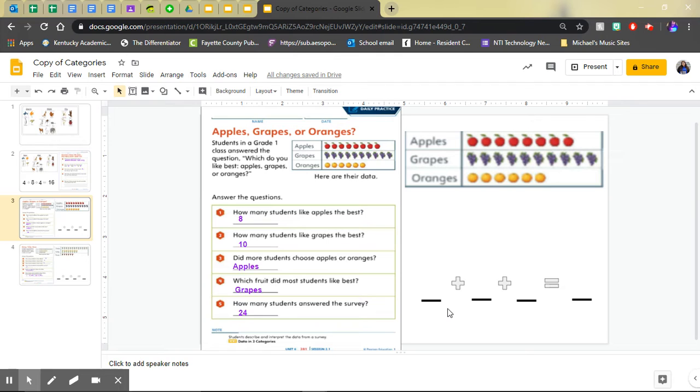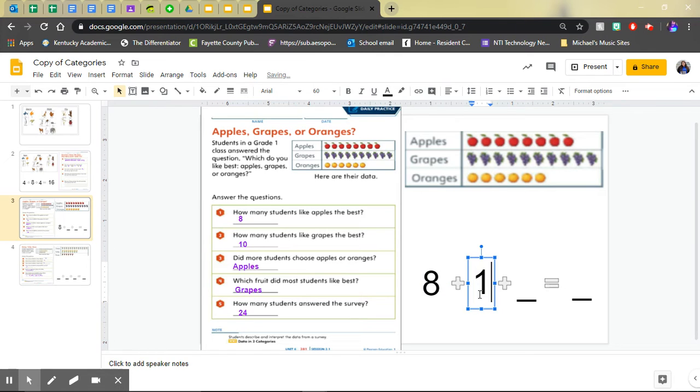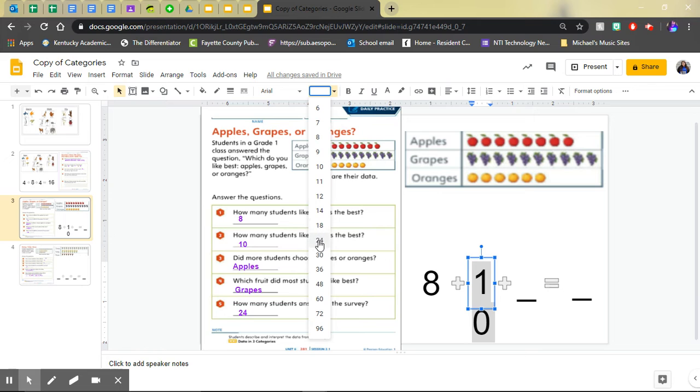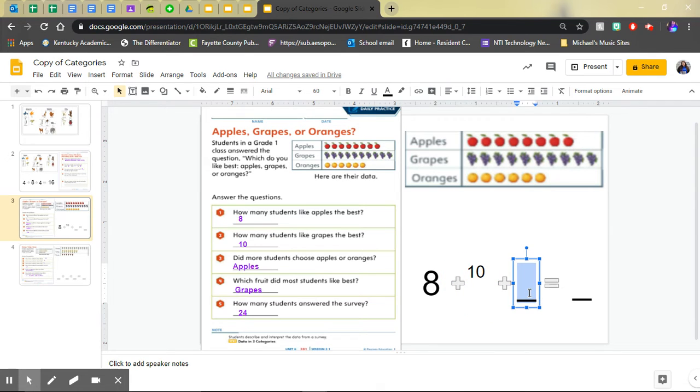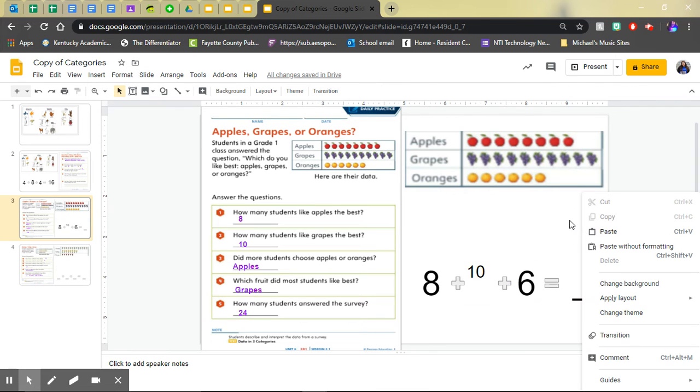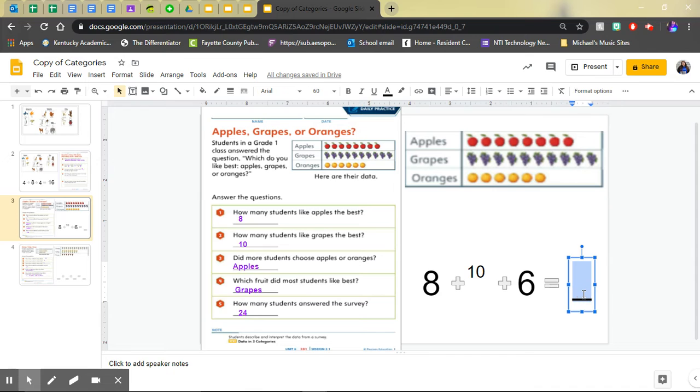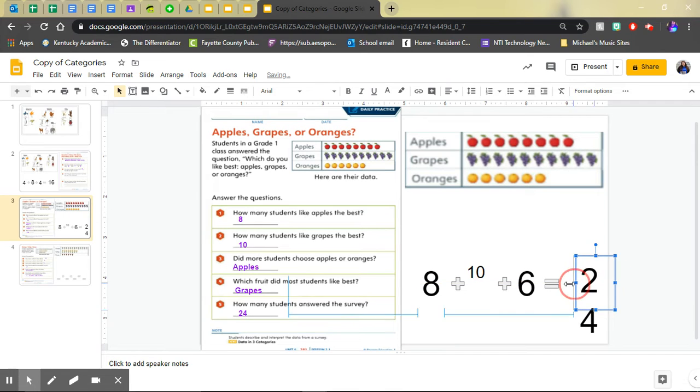How many students answered the survey? To figure this out, you can add apples, grapes, and oranges together to get the total. So I have 8 apples, 10 grapes, let me fix that for us, and 6 oranges. When you add these 3 numbers together, you get 24 total. So if I wanted to write an equation to represent the data in this survey, I could do 8 plus 6 plus 10 equals 24.